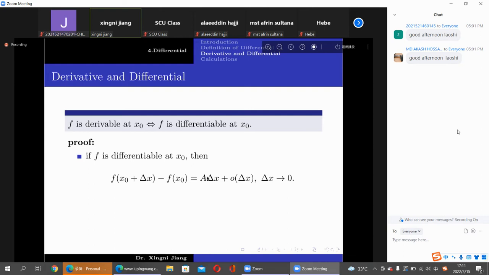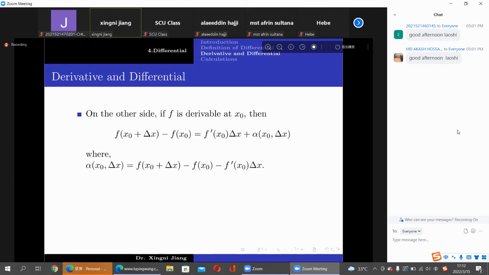This is the differential. And so if you divide by delta x on both sides, then let delta x go to 0, what is that? This is the definition of the derivative of the function at x0, right? So now this gives you a hint that in this proof, the differential of f at x0 is the derivative of f multiplied with delta x. Okay, this is very simple.